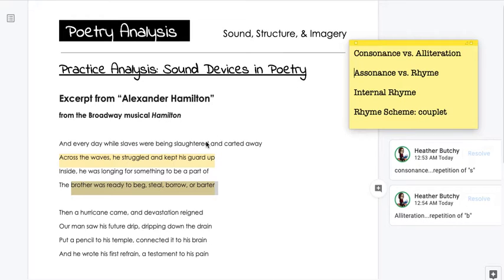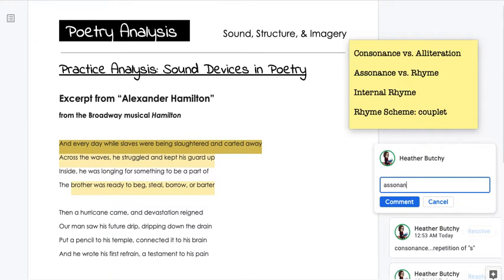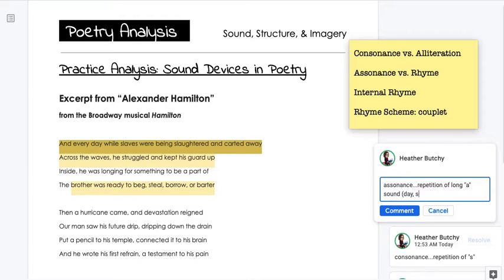So let's take a look here. When it comes to assonance, let's look at lines 1 and 2 of stanza 1. We have, "And every day while slaves were being slaughtered and carted away." We've got three words there: day, slaves, and away. We have in there assonance, and that's the repetition of the long A sound, where you have day, slaves, and away. And we even have rhyme in that case too, because we have slaves and away, and that's where I want to make a reference to internal rhyme, that you can have words that rhyme with each other within one line of poetry, and that's a great example of it.